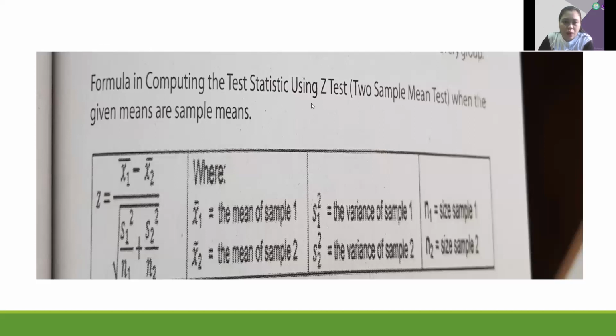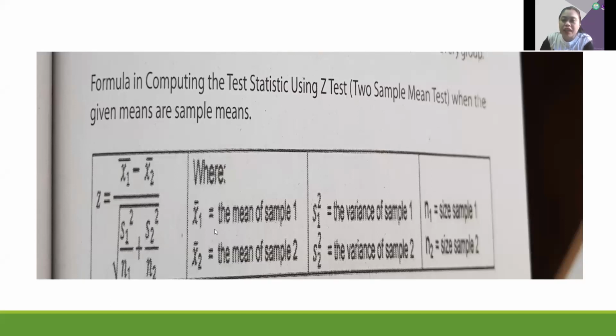Okay, now this one is a different formula since this is two sample means. So please take note of the formula. Z is equal to x1 minus x2 divided by the square root of s1 squared divided by n1 plus s2 squared divided by n2. So what do the symbols represent in the formula?